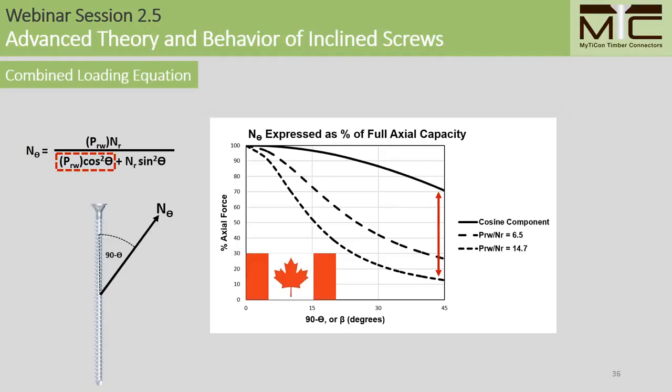If we apply the same formula to Canadian design values, we can see that the trend is even worse for the two specimens. So for the lower dashed line, the axial to lateral capacity is 14.7, and here the combined loading value is reduced to 10% of the full axial capacity at 45 degrees, compared to approximately 70% when we take the cosine component.